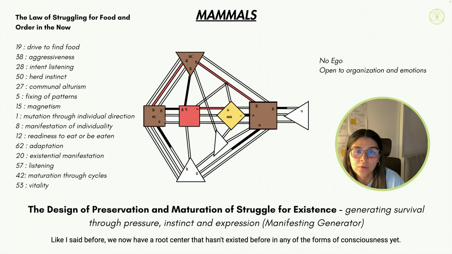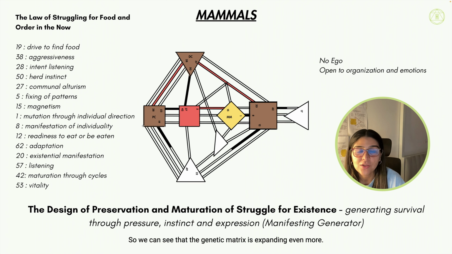Like I said before, we now have a root center that hasn't existed before in any of the forms of consciousness yet. So we can see that the genetic matrix is expanding even more, and actually it's expanded by quite a lot, because so far we've had forms of consciousness that have 1, 3, 4, 5, or 7 gate potentials. However, mammals actually have a 16 gate matrix.